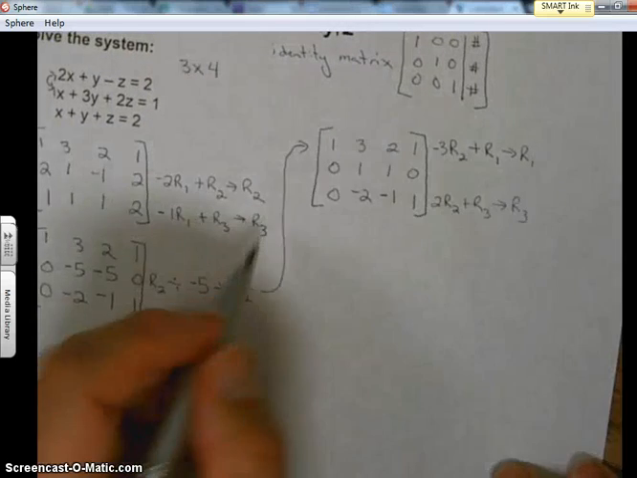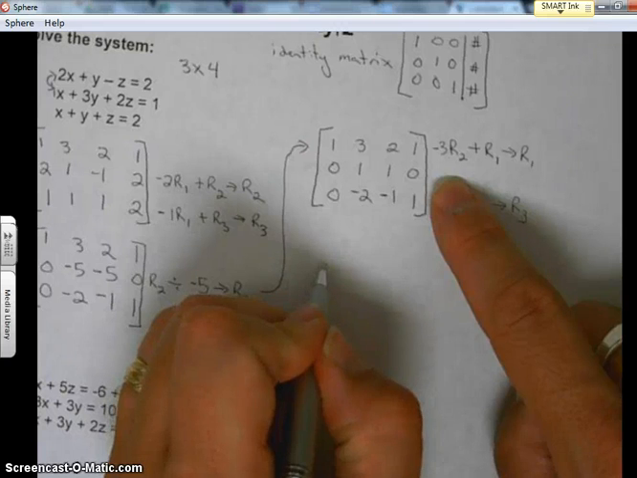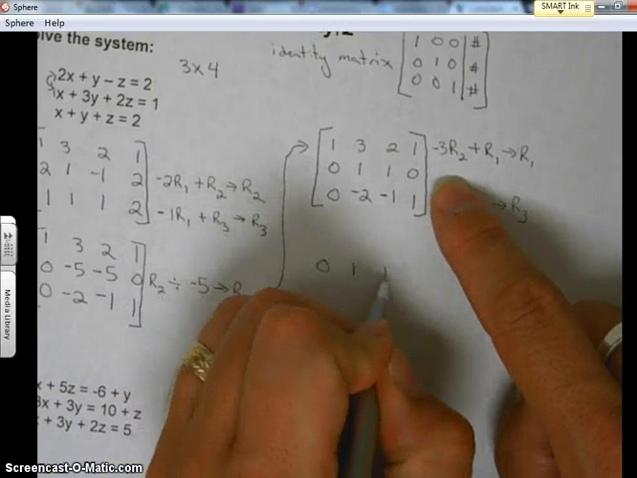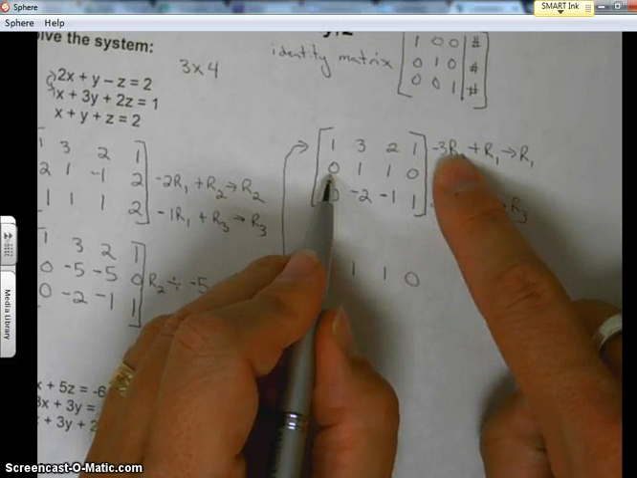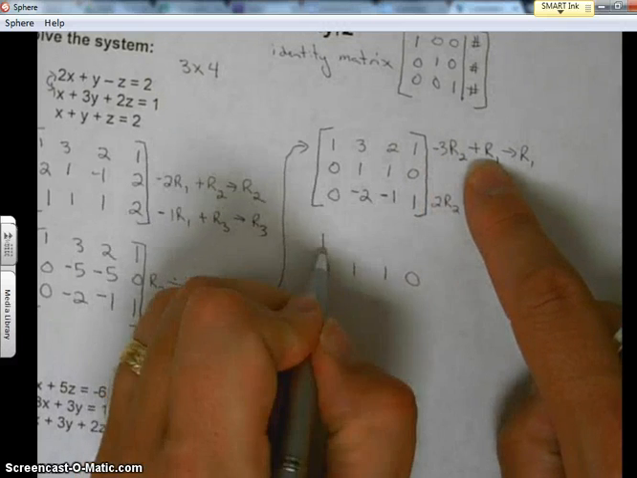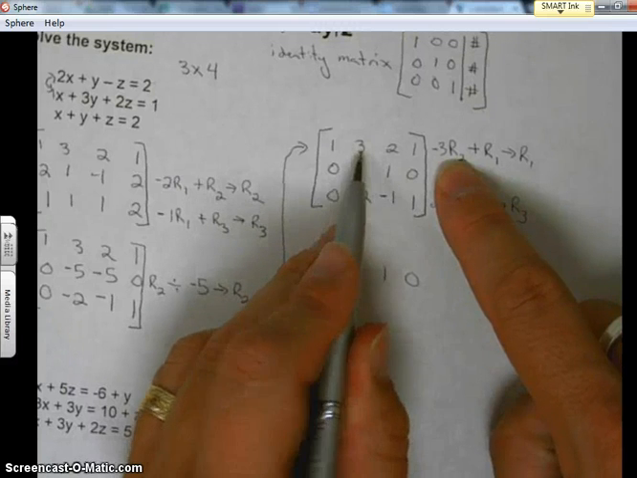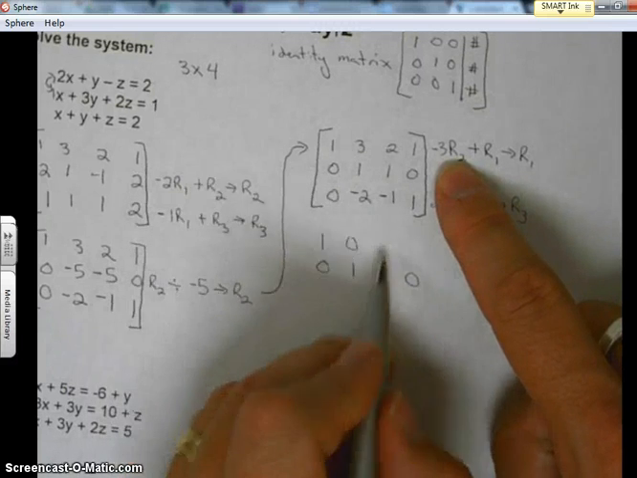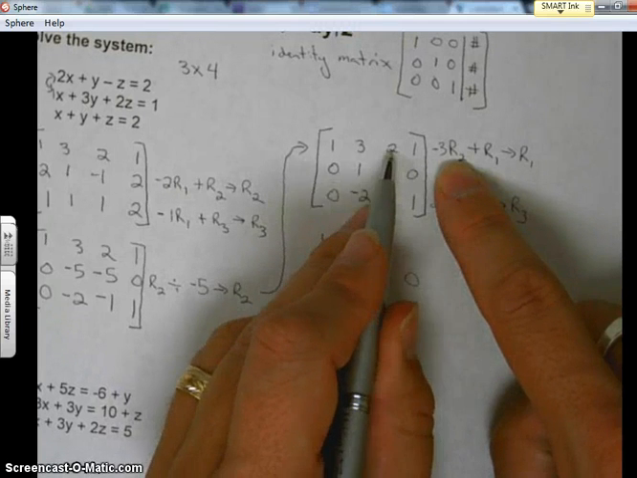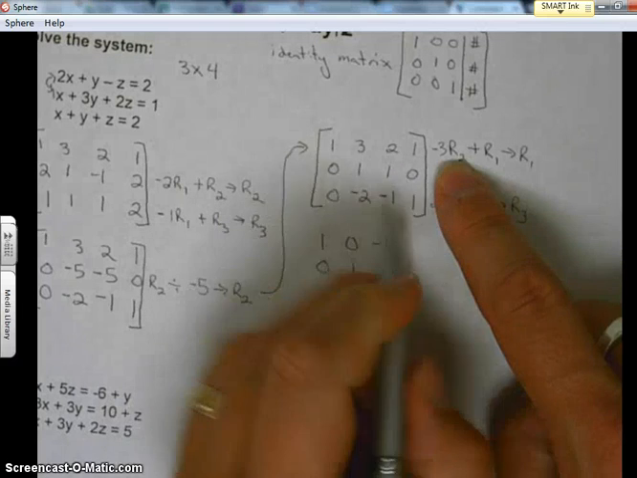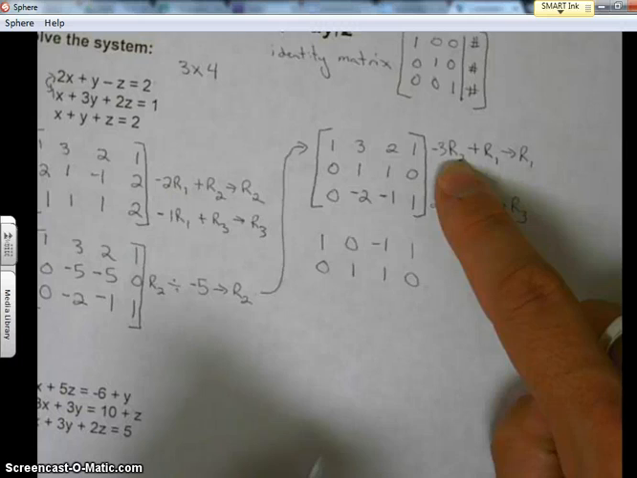So let's do the math. So row 2 is going to stay the same. So negative 3 times 0 is 0, plus 1 is 1. Negative 3 times 1 is negative 3, plus 3 is 0. Negative 3 times 1 is negative 3, plus 2 is negative 1. This is going to give me 0, plus 1 is 1.